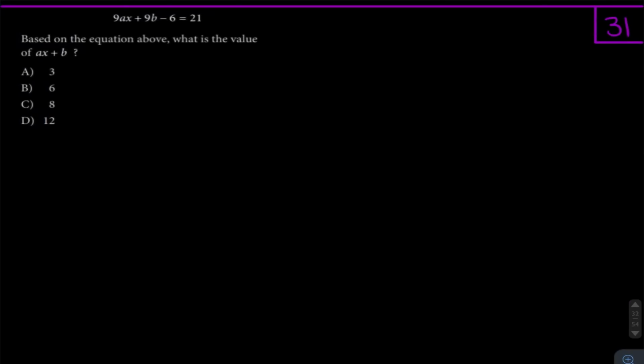All right, so problem 31 here. This is a little weird, right? It gives us an equation with a's and b's in it. It says, and x's, this is based on the equation above. What is the value of ax plus b?